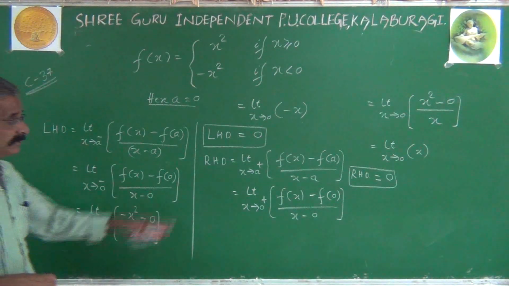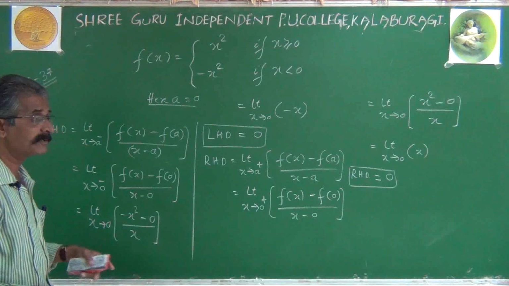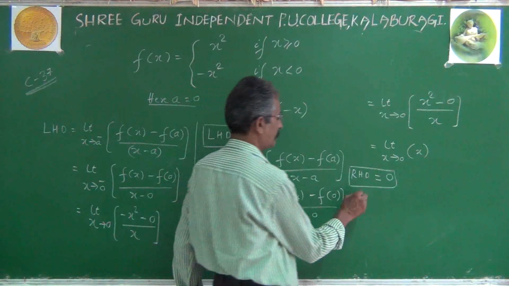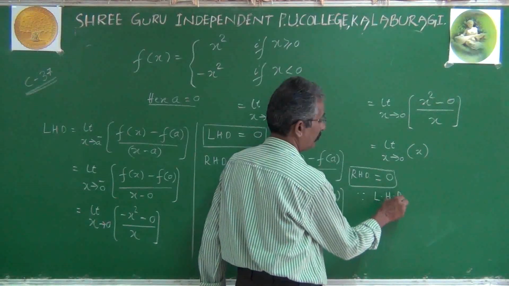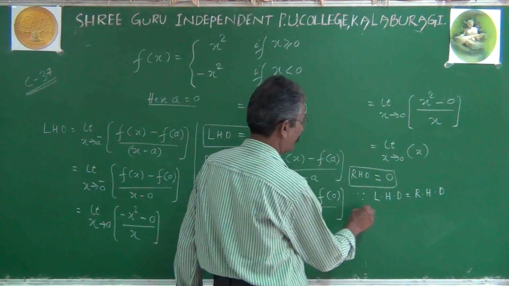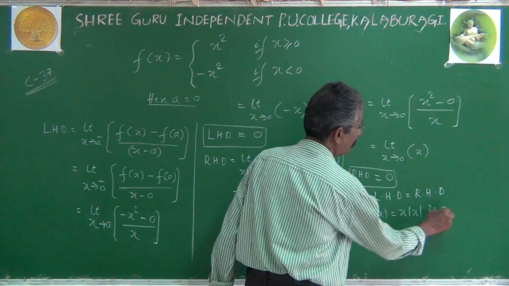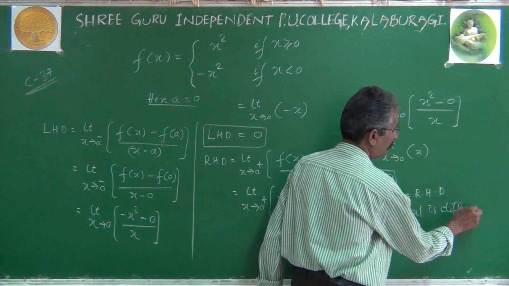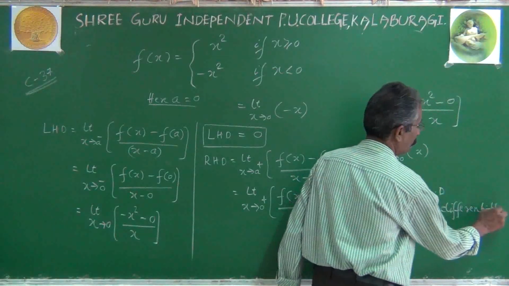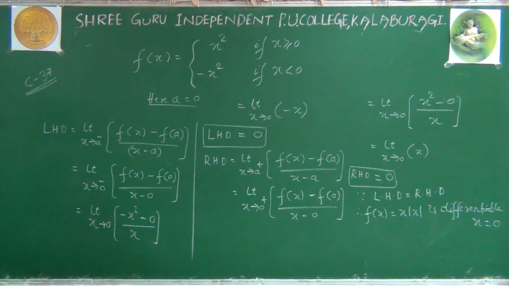What we can estimate is LHD equal to RHD. Therefore, the function is differentiable at x equal to 0. Since left hand derivative equals right hand derivative, therefore f of x equal to x into modulus of x is differentiable at x equal to 0. And when it is differentiable, it has to be continuous. You can test it easily and directly.